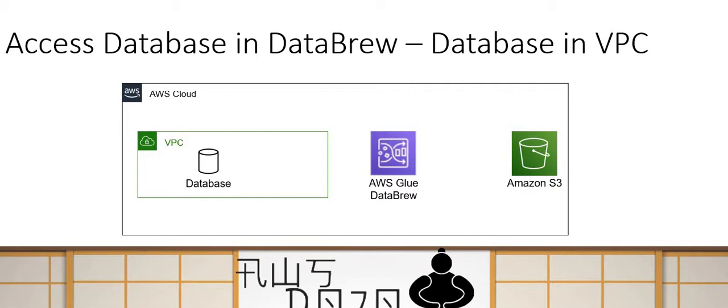So it needs a way to connect to the database, and it connects using a network interface, Elastic Network Interface, ENI. So you need an ENI. DataBrew needs an ENI in order to connect to this database. So you create an ENI in the same VPC where your database is, so that this ENI can talk to your database, and through this ENI, your Glue DataBrew will talk to the database.